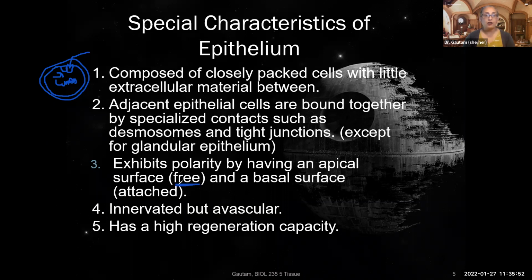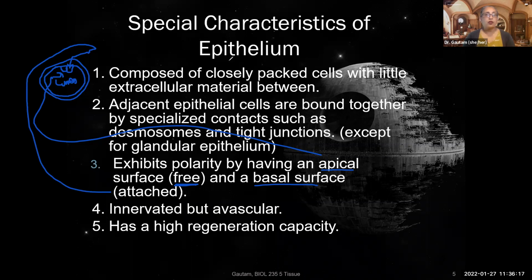There's a polarity where there's an end that is free and not attached, and that is called the apical surface. And then the other that's attached, and that is the basal surface. Okay, so this is the apical, right? Because it's free, it's not attached to anything. And then there's the basal that's attached.